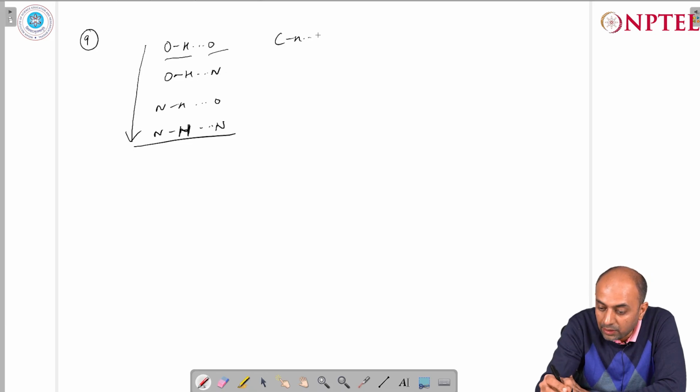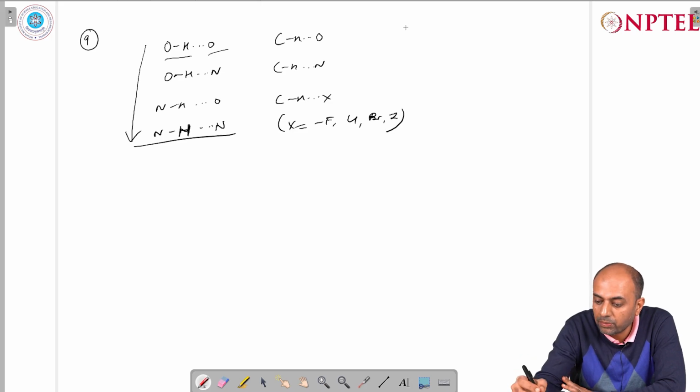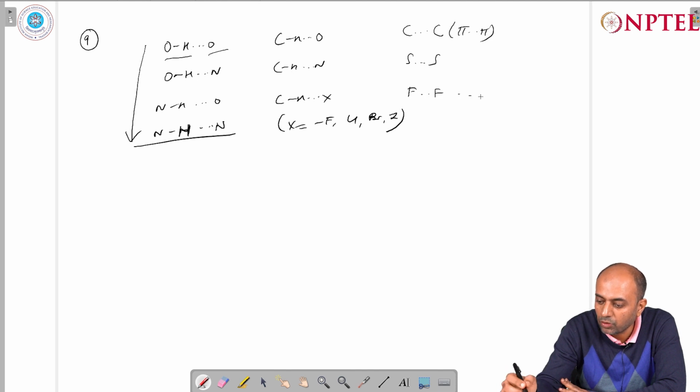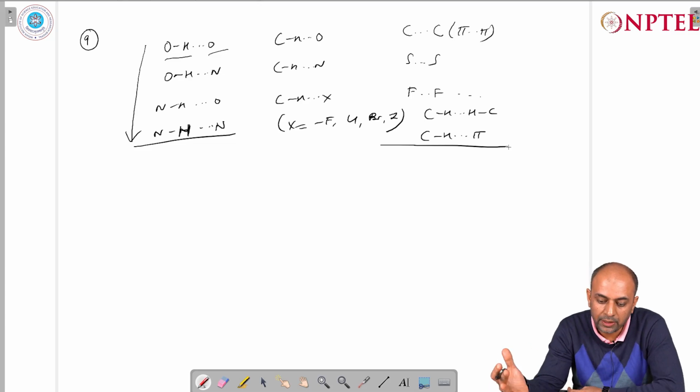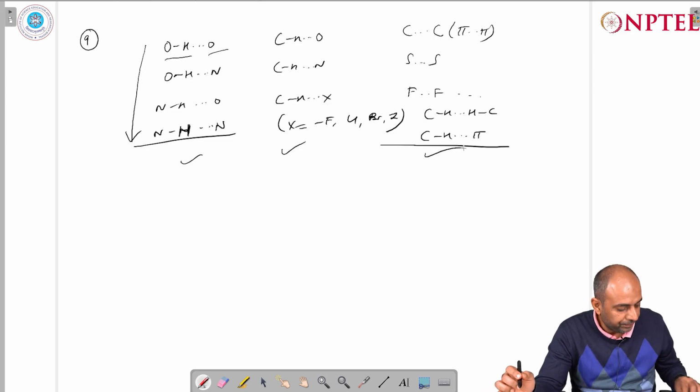The relatively weaker ones are CHO, CHN, and CHX, where X is equal to fluoro, chloro, bromo, and iodo, and then followed by CC, that is the pi-pi stacking types, or you will have say SS, or you will have FF, and so on and so forth, or CH-pi. So now you will be able to appreciate the spectrum of interactions from strong to medium to extremely weak interactions as discussed here.